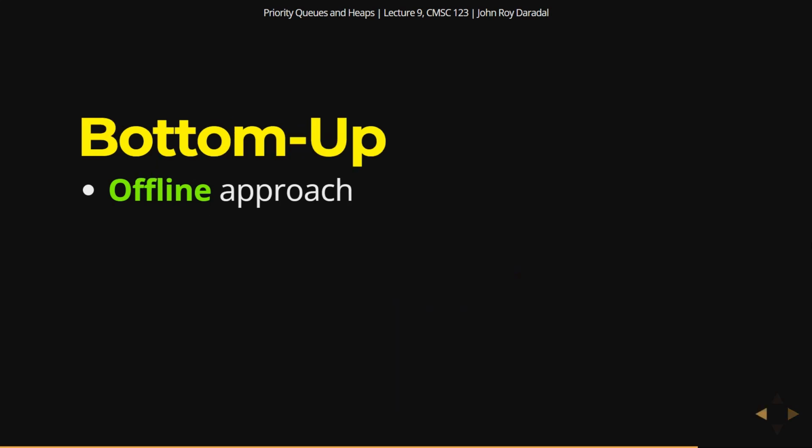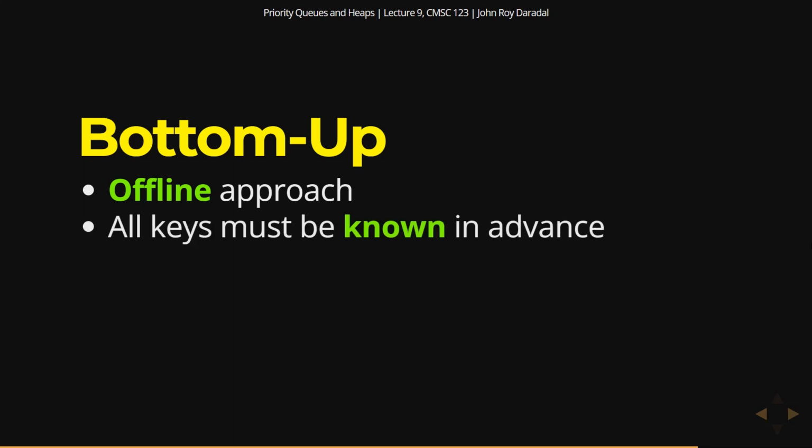So the bottom-up approach, on the other hand, is an offline approach. When we say offline, you must know all the keys in advance. Before you build the heap, you must know all of the keys already. Unlike top-down, which is online, wherein you can add more keys later, here, once you've built the heap, you cannot add any more because the bottom-up approach does not allow it. So all of the keys must be known in advance, and then you build it using heap merging.